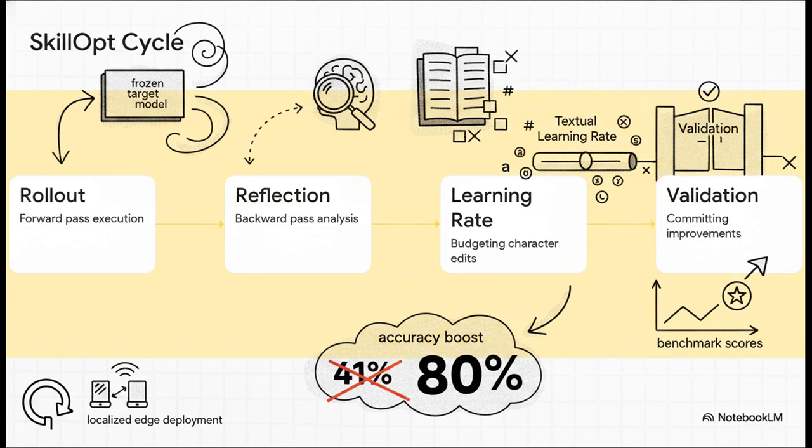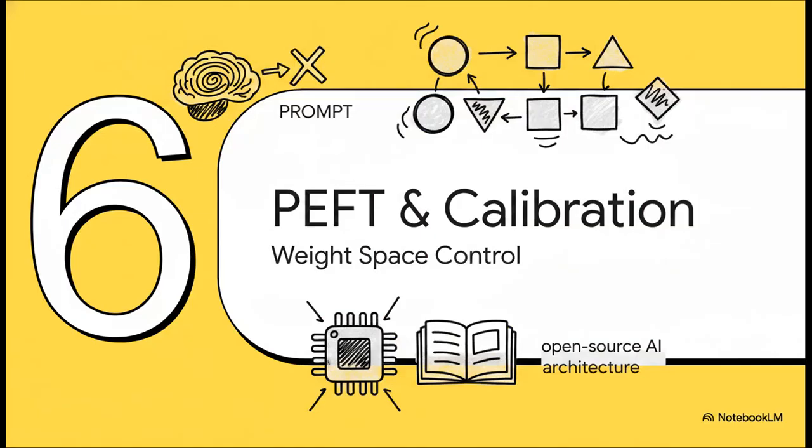It is a zero-overhead algorithmic optimizer running purely in Markdown text space, and it boosted accuracy on real enterprise tasks from 41% to 80% without touching a single model weight. Mind-blowing. And finally, Layer 6, PEFT and weight space calibration.